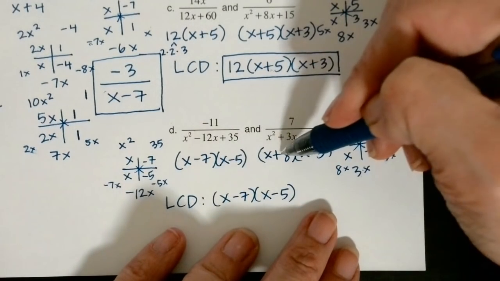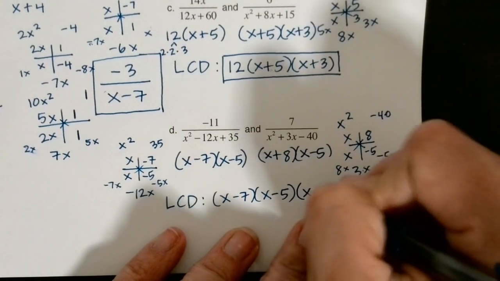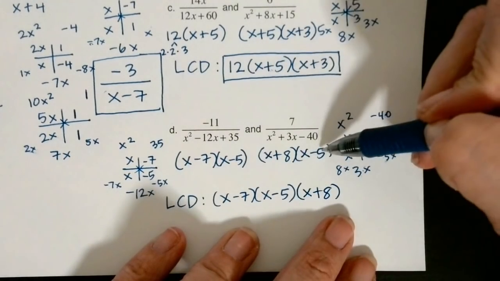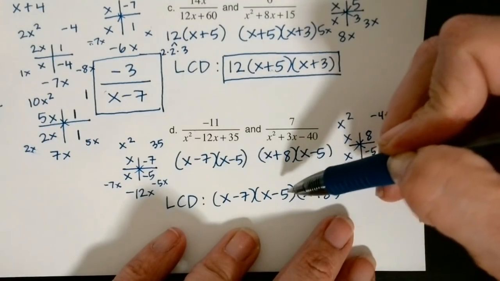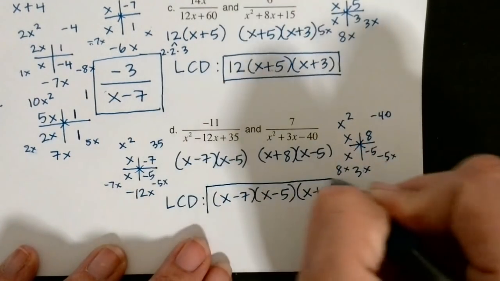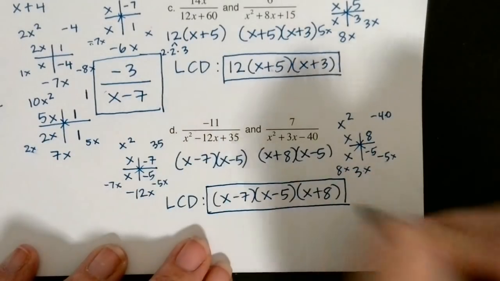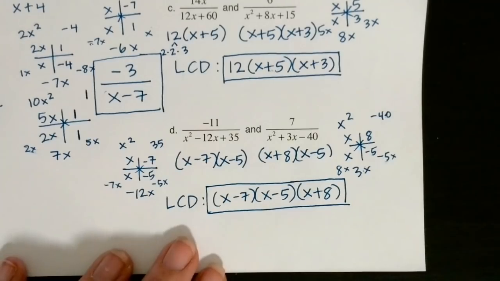So here's my first LCD. Then I'm saying, is there already an x plus 8 in my LCD? No, so I write it. Then I move on. Here's x minus 5. Is there already an x minus 5 in my LCD? Yes. Okay, I don't repeat it. So this is my LCD for this problem here. And that is all that we have to worry about. Alrighty?